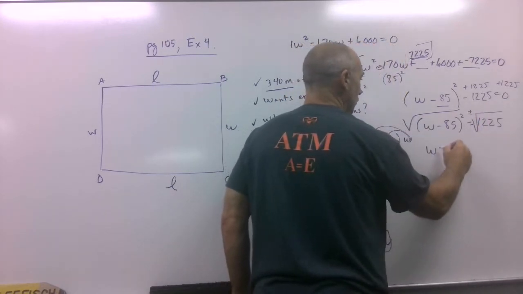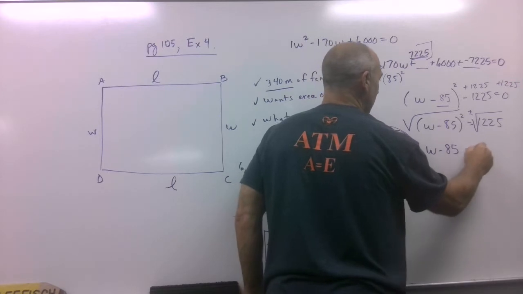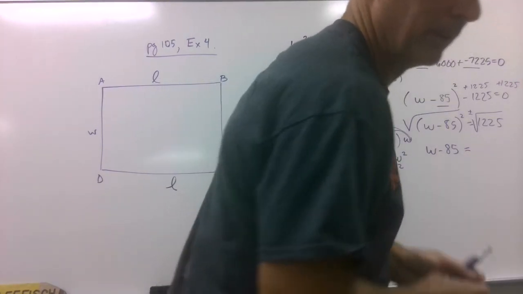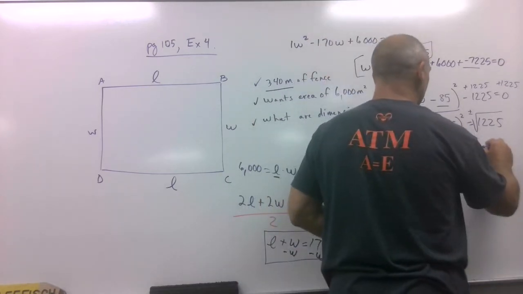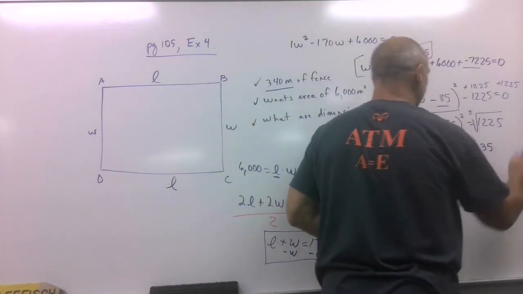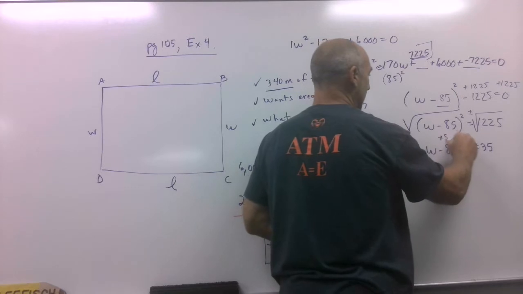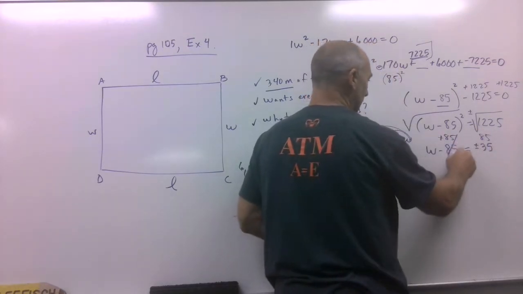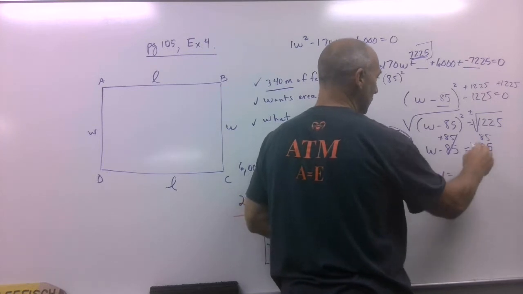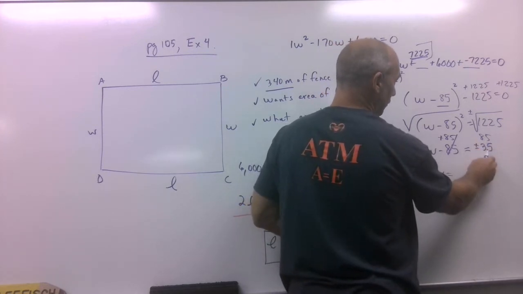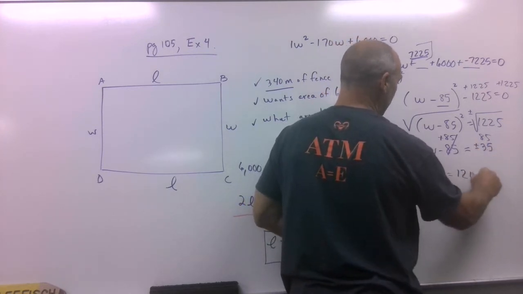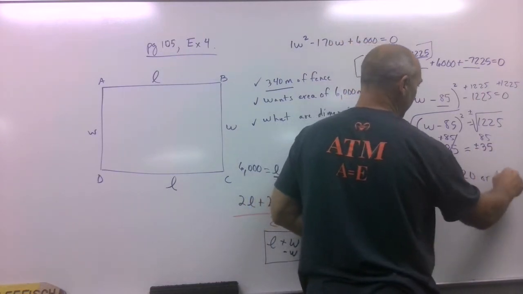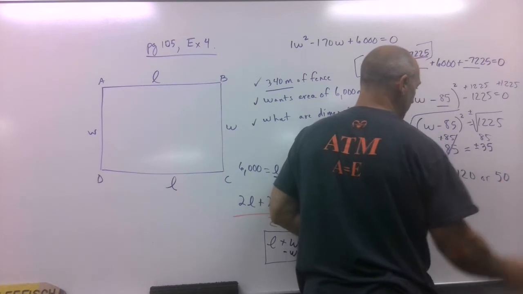So I get w minus 85 equals plus or minus, let me pause this a second. Okay, that ends up being plus or minus 35. So if I add 85 to this side and add 85 to that side, these cancel. I get w can equal 85 plus 35, which is actually 120, or 85 minus 35, which gives me 50.